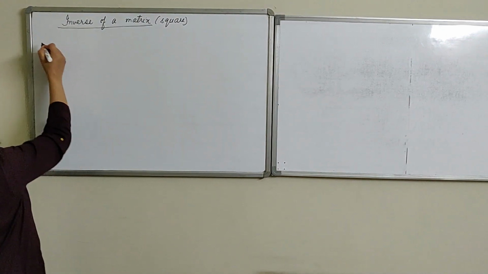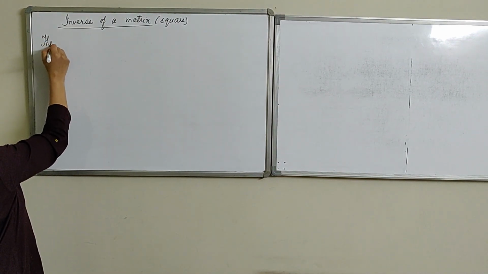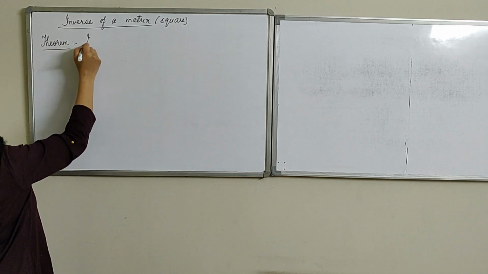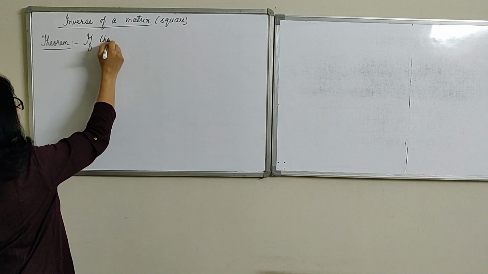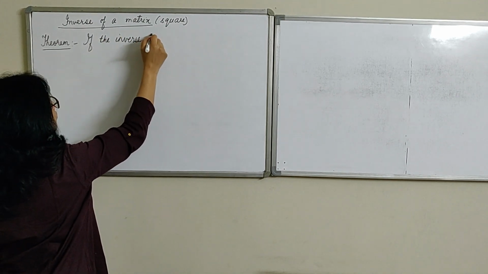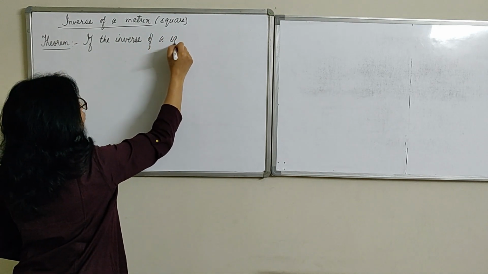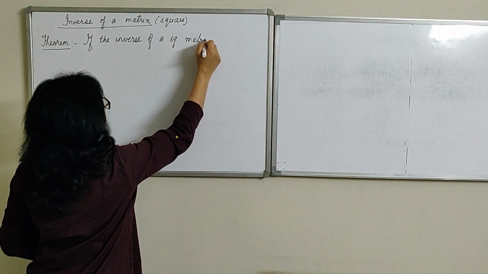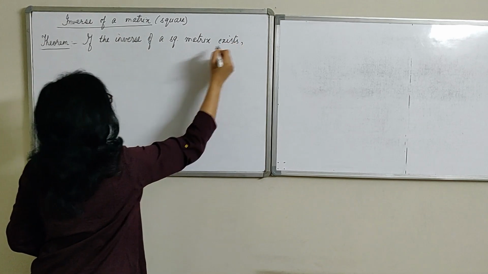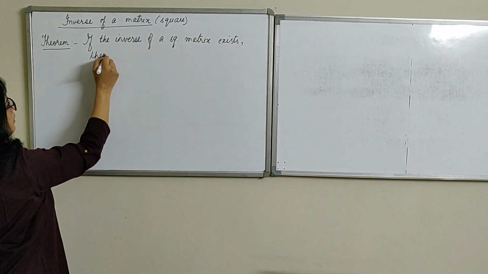Next, we'll consider an important theorem given in the textbook. If the inverse of a square matrix exists, then it is unique.